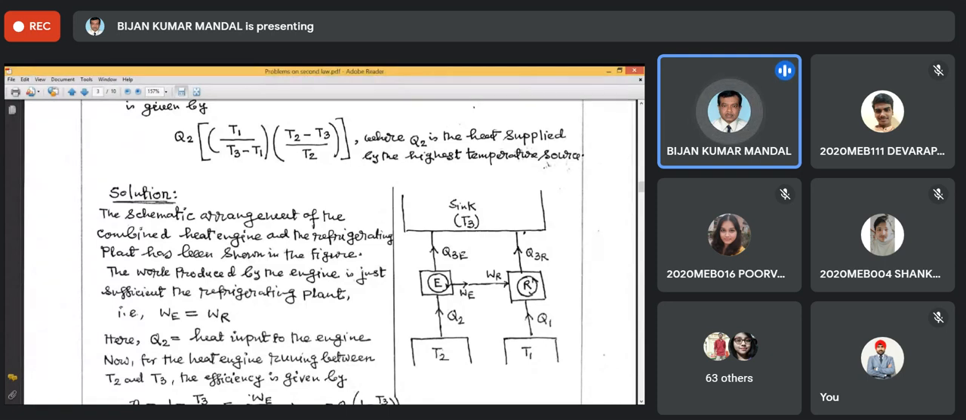And this is the refrigerator which is extracting heat from temperature T1. Let us call that Q1. And then it needs work, and that work is exactly equal to the work produced by the engine. And then along with that Q1 and that WE, it is rejecting to the sink.